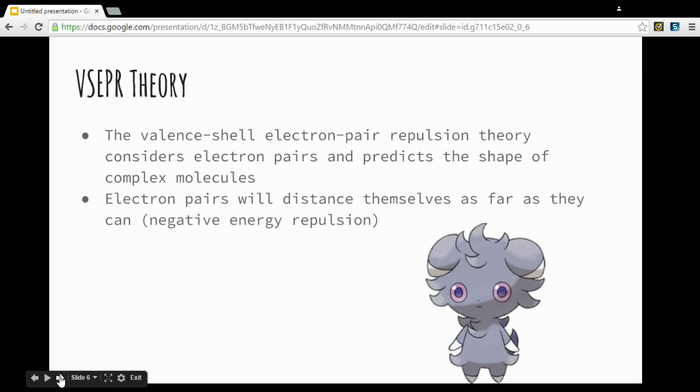The VSEPR theory, pronounced "vesper," is a model used to predict the shape of single molecules using the electron pairs that the atoms have. This model takes its elements mainly from the Lewis dot structure and the electron regions represented.